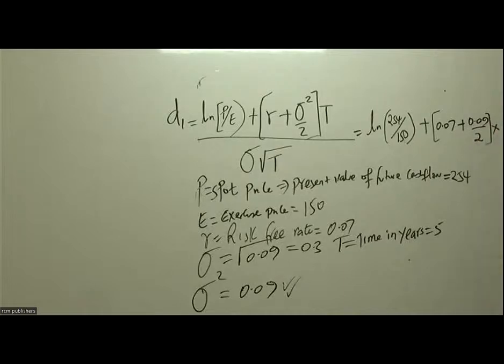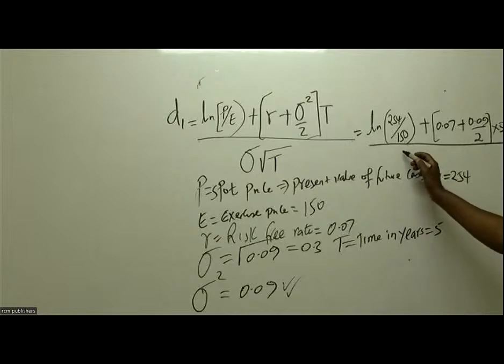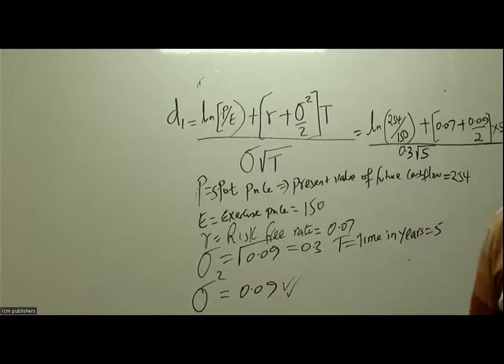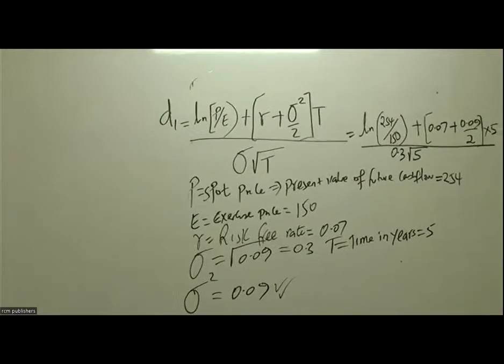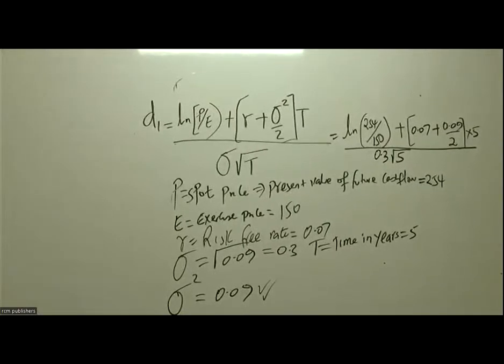Multiply this by T, which is 5 years. And then everything to be divided by the standard deviation here, which is 0.3, root of time, root of 5. So please ensure that you are able to see where this ln is in your calculator.